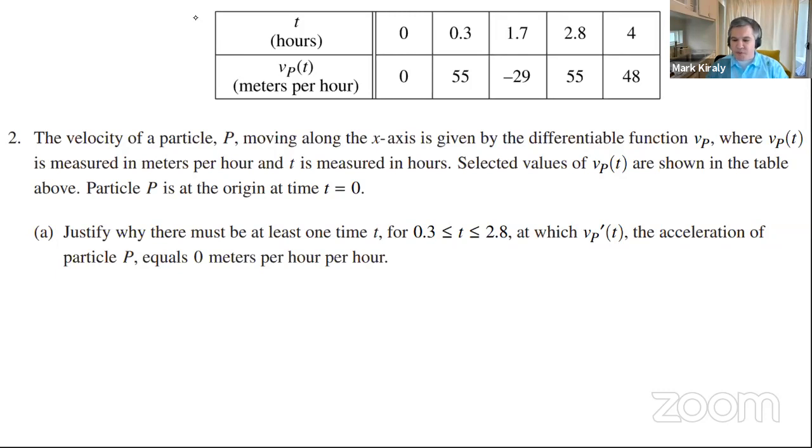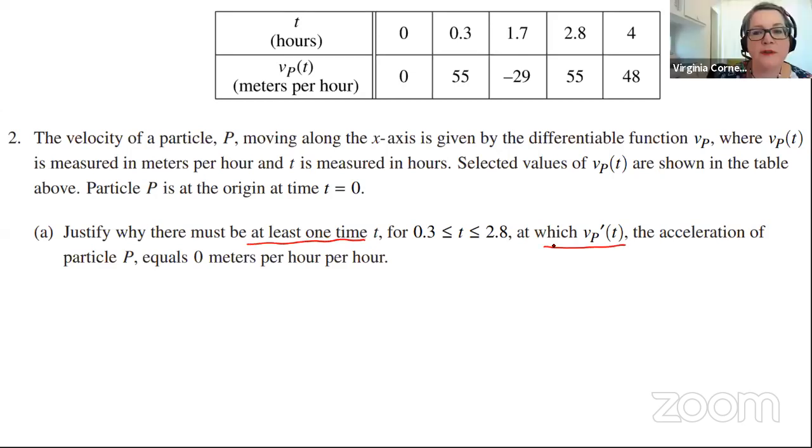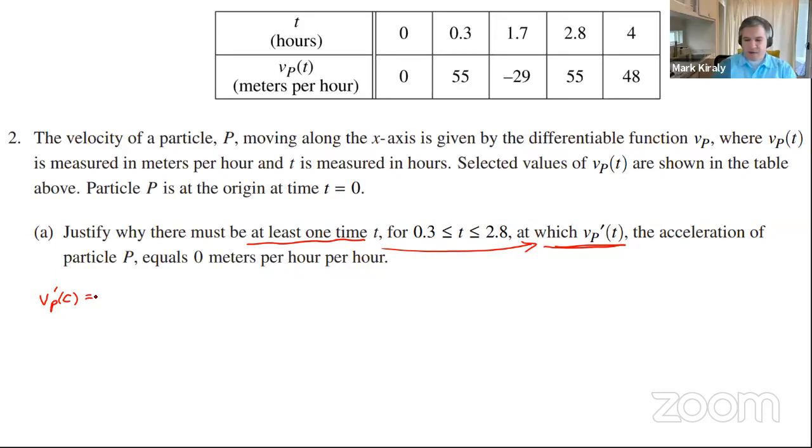So what are some cues that this is relevant to what we were just doing? What do you think, Verge? Well, I'm seeing at least one time. And then we're seeing a derivative. So we're going to have to calculate a derivative or an approximation of a derivative. And we've got this closed interval. So it's kind of the left-hand side of the mean value theorem.